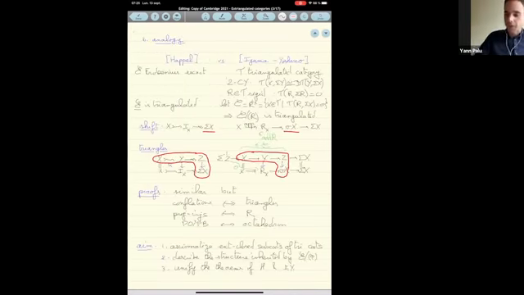Yes, there was a question in the chat. So in the setting of Yamashita-Yoshino, yes, projective injective objects are replaced by rigid objects.